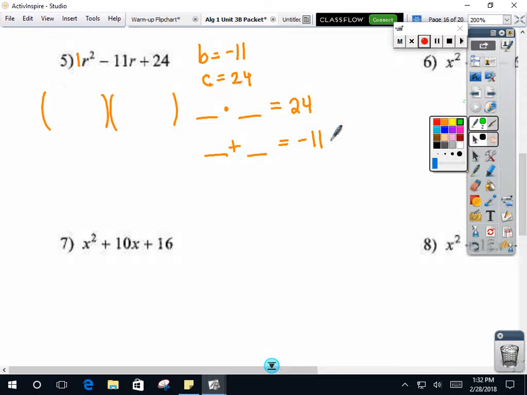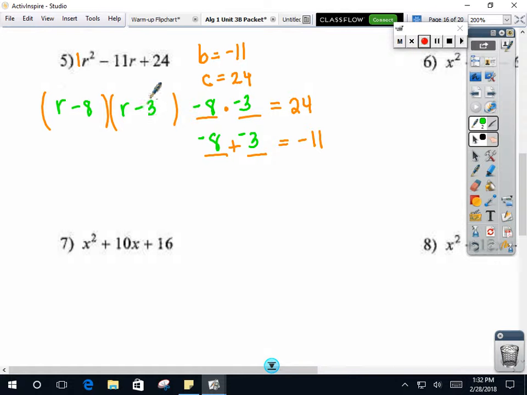Won't make an 11. 8 and 3 will multiply to a 24, but will they add to a negative 11? Both of them need to be negative, because think about it. To be a positive, when you multiply, don't you either have to be multiplying a positive times a positive or a negative times a negative? So it's an r minus 8 and an r minus 3.